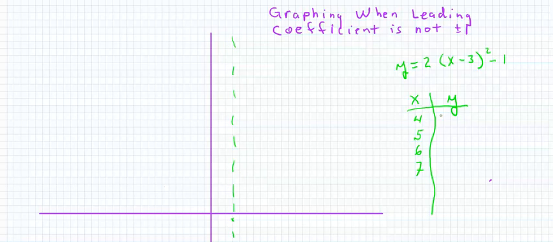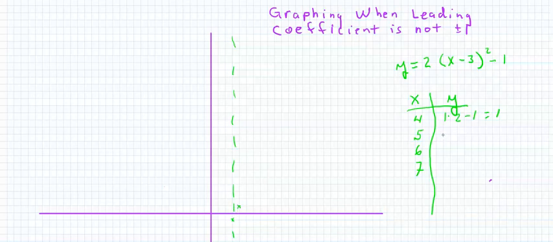All right, when x is 4, 4 minus 3 is 1, 1 squared is 1, times 2 gives me 1. So instead of going up 1, because 1 squared is 1, I went up 1 squared, 1 times 2 is 2.